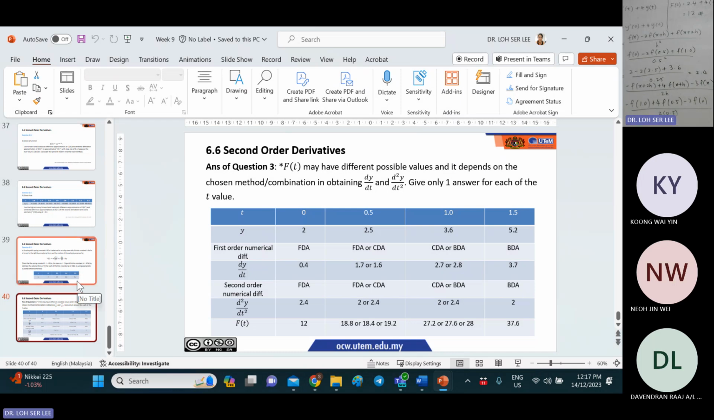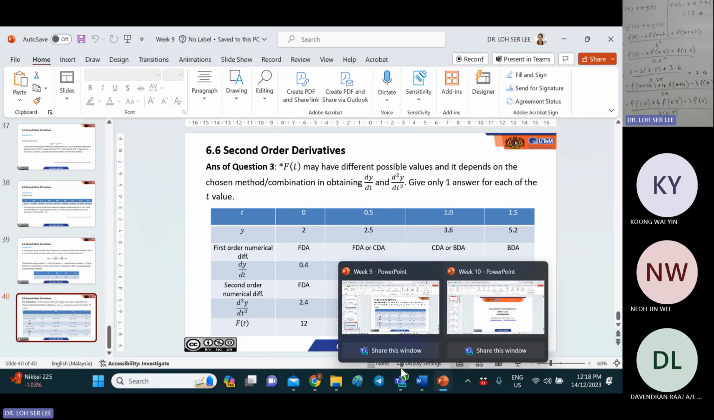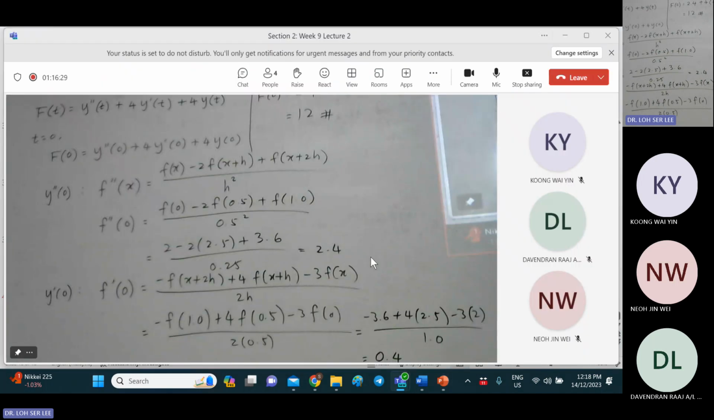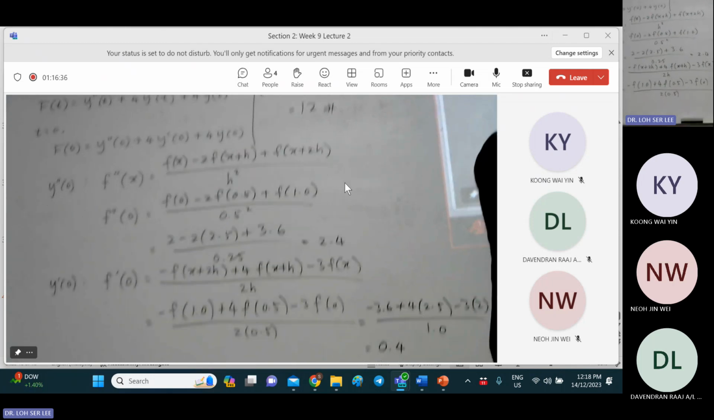So we have done this numerical differentiation. Next class, we will move to a new chapter, which is integration. So next week we will move into integration. Today we stop here. And please do not be late for tonight.